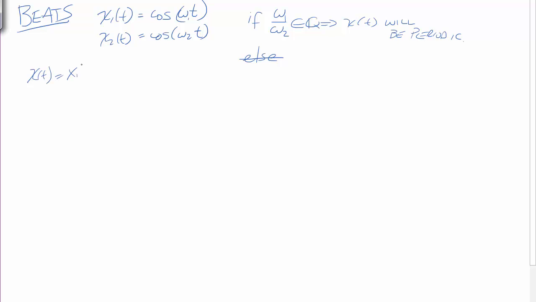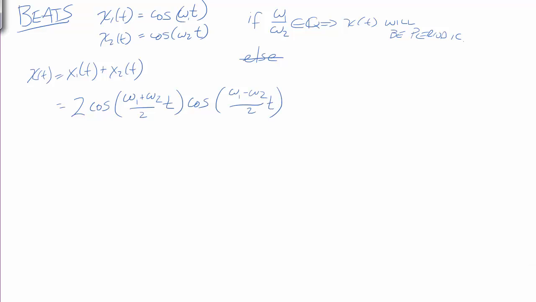So x of t, we'll define to be the sum of the x1 signal and the x2 signal. Here I'm going to use a trig identity that says if you add two cosines, you can write that as the product of cosines at different frequencies. Those two frequencies are half the sum and half the difference. That derivation, that adding two cosines of different frequencies can be written as the product of two cosines, is probably worth a video in its own right.